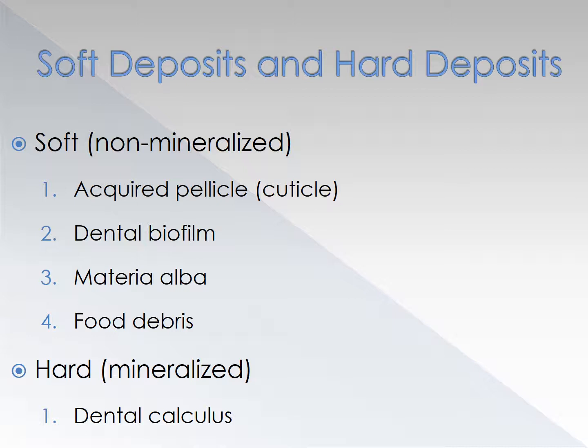Okay, so as I already stated, we have our soft, non-mineralized deposits, which is acquired pellicle. That's kind of the cuticle, okay? Then we have dental biofilm. We have materia alba and food debris. Then we have our hard and mineralized deposits, which is our dental calculus.